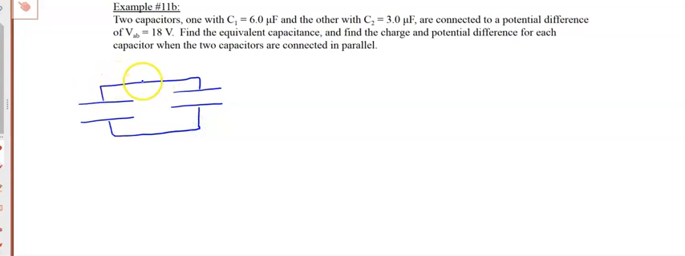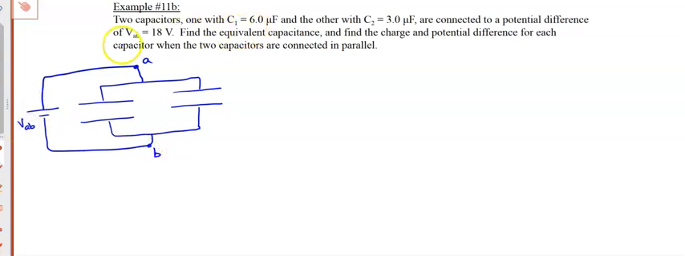And then this combination is connected to a battery over here with a particular voltage given. You can think of the voltage as being between point A right here and point B. So that voltage AB is given as 18 volts. And then we're going to call this capacitor C1 and this capacitor C2.